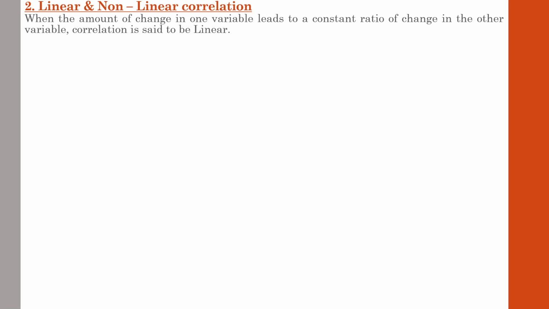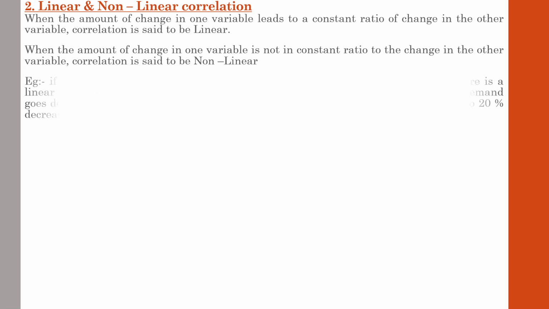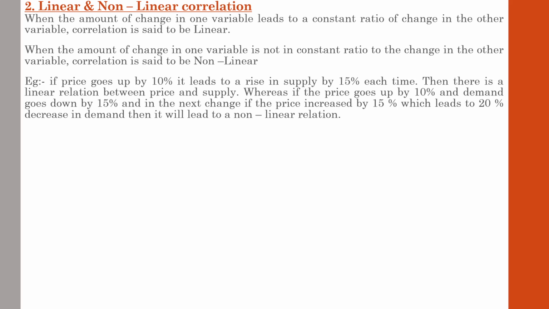That is, when the amount of change in one variable leads to a constant ratio of change in the other variable, the correlation is said to be linear. For example, if the price goes up by 10%, it leads to a rise in supply by 15% each time. Whenever there is a change in price, the change in price will always be 10%, and the corresponding change in supply will be 15%. So whenever there is a change, that change percentage will be the same.